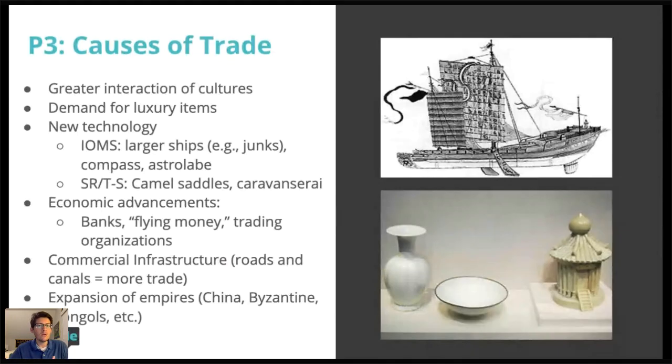They begin to like the other stuff these cultures create. There's a higher demand for luxury items. For example, silk from China becomes the major item traded along the Silk Roads, which I guess makes sense. But other luxury items, whether it be tea or coffee or porcelain that are traded in the Indian Ocean, become quite significant as well.